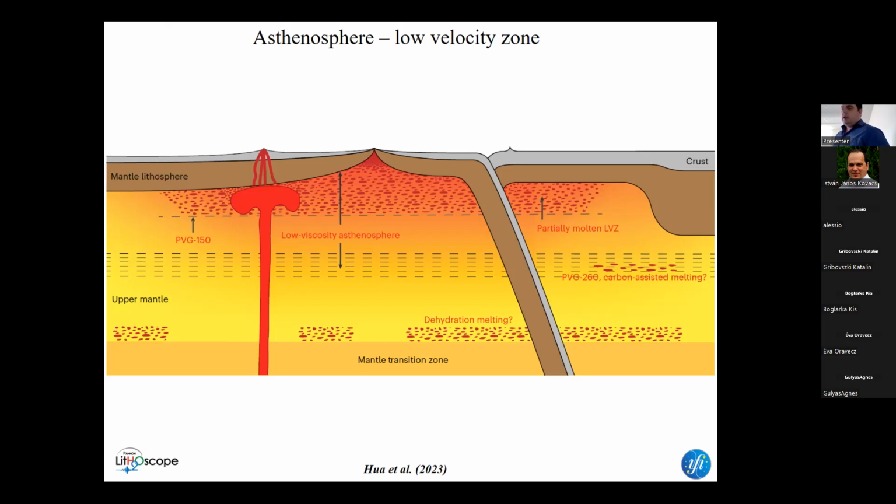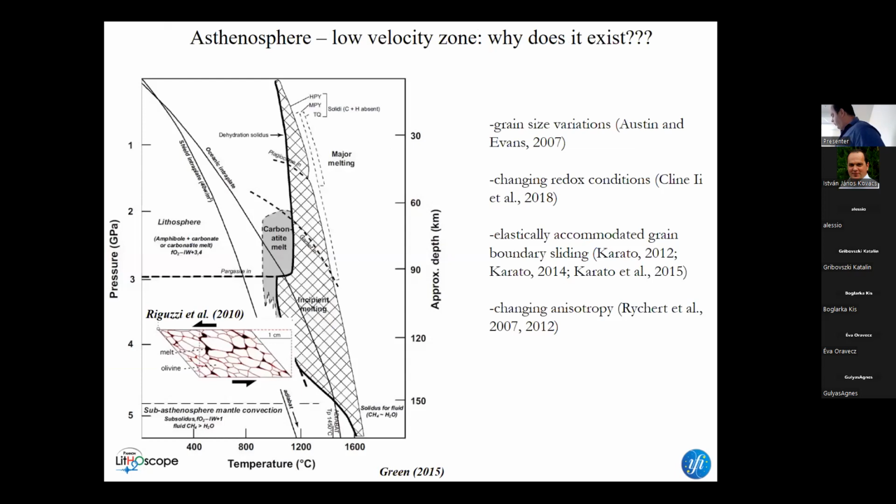So the first take-home message is that the asthenosphere is probably a relatively thin, partially molten layer on top of the upper mantle, which supports the tectonic movements. Okay, so if we move on, of course, the second obvious question is, you say that it's partially molten, but what's the reason for this partially molten state?